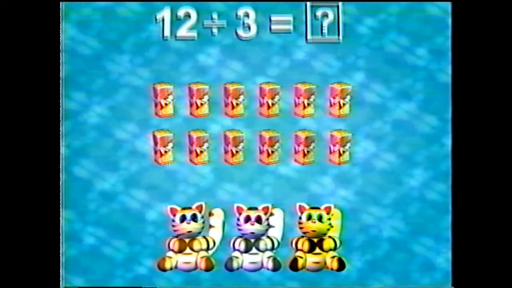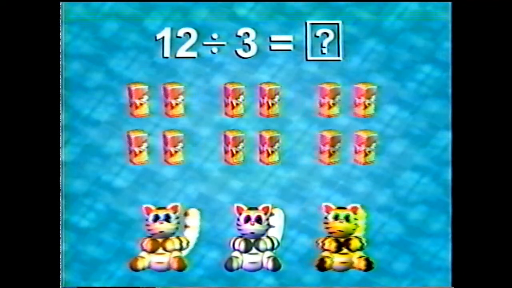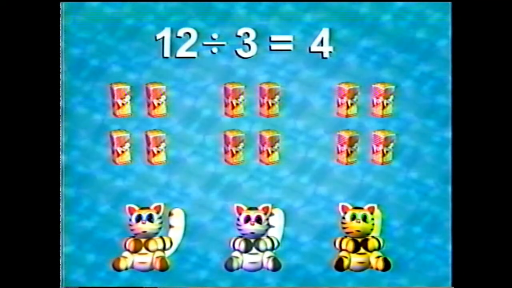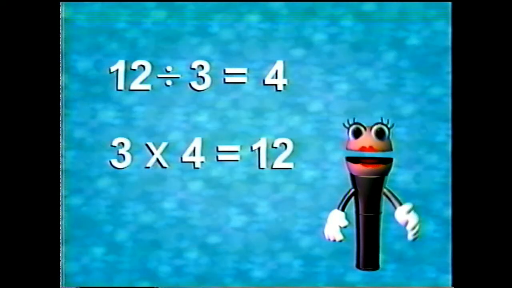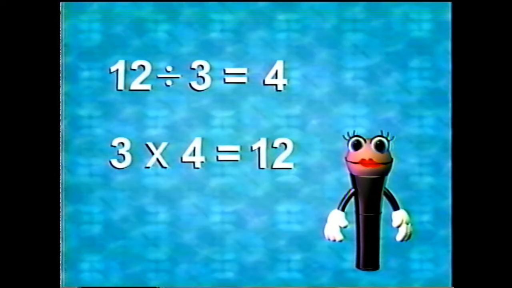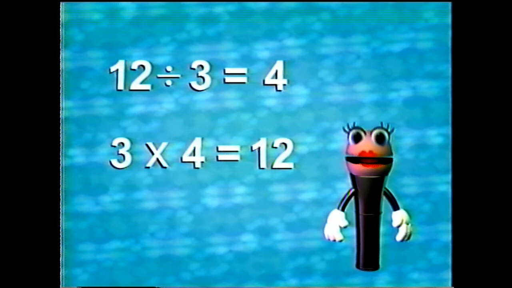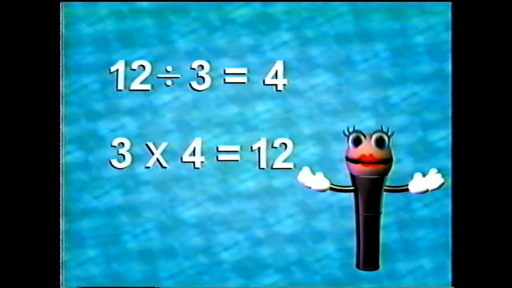12 divided by 3 equals 4. You can always check your answer to a division problem by using multiplication. 12 divided by 3 equals 4, because 3 times 4 equals 12. Remember, division can be used to undo multiplication.